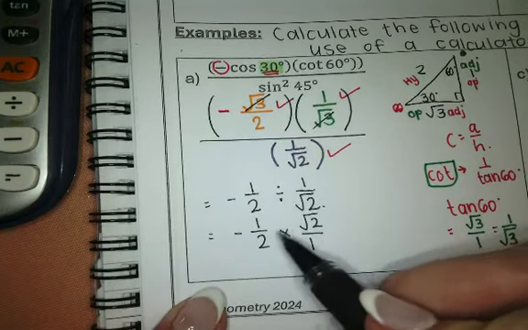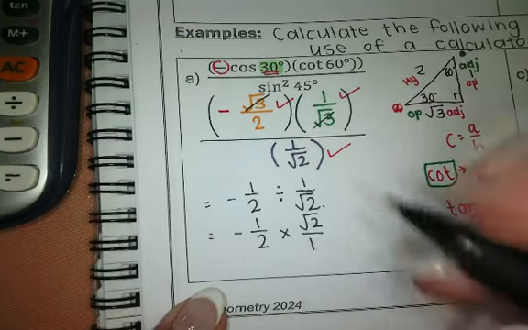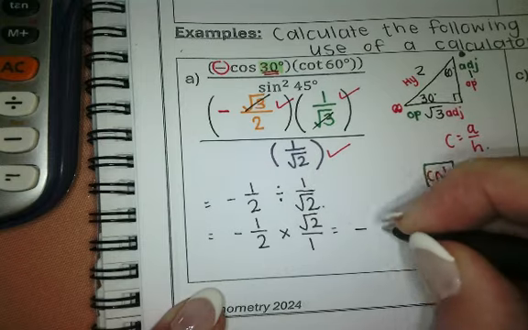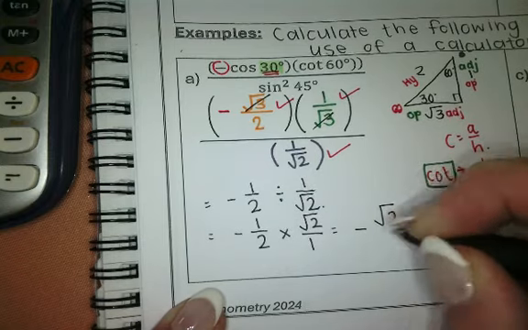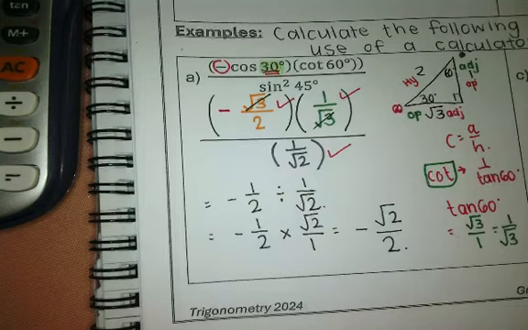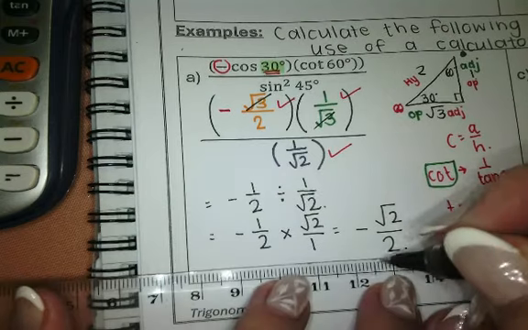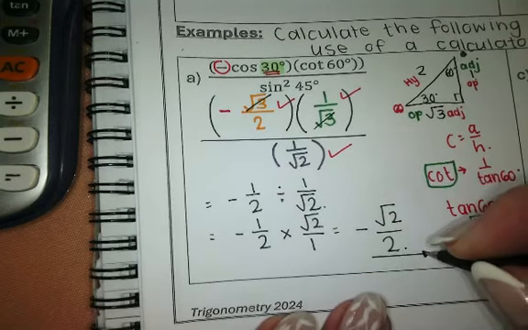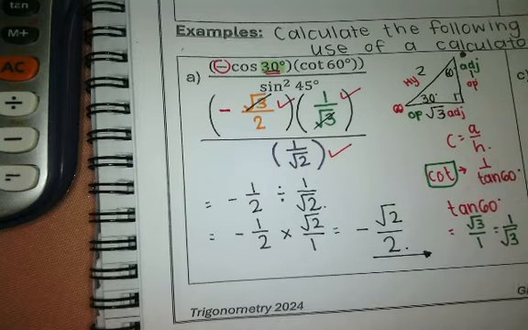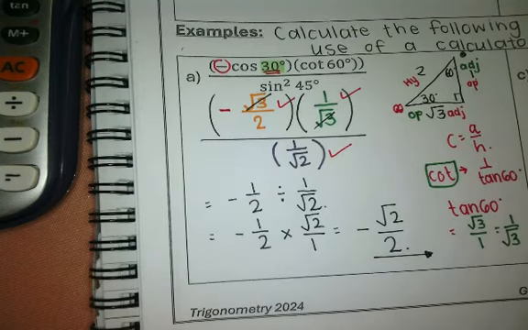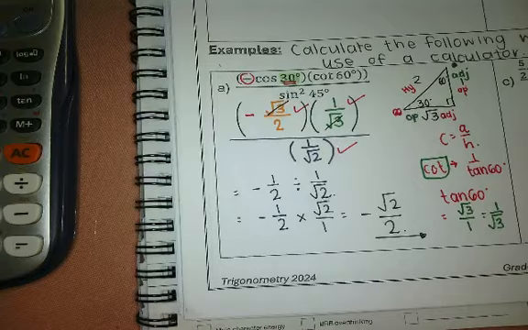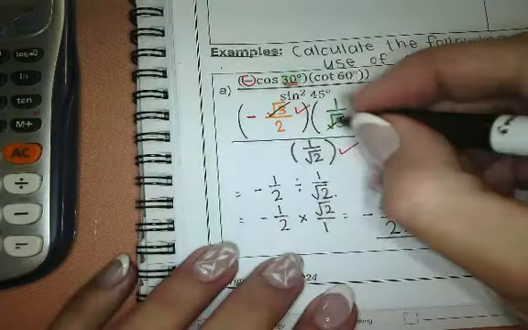You guys okay? We cannot cancel this way, so we start multiplying across. So your final answer is negative square root 2 over 2. That's your final answer. If you cancel the ones, cancelling a 1 makes no difference, but sure you can. Go for it.